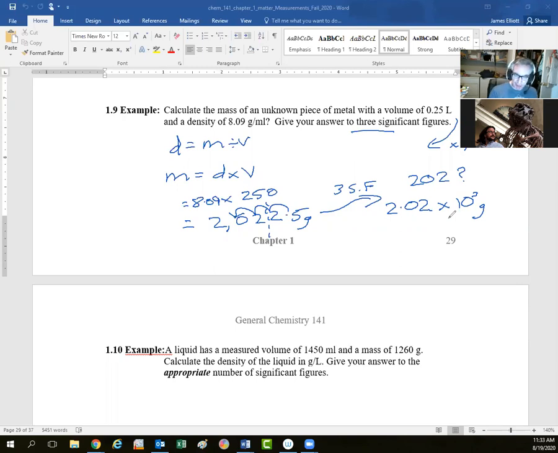Always look to that first number, which has to be chopped. If it's 4 or less, then we just erase and round down. If it's 5 or greater, then we round up.